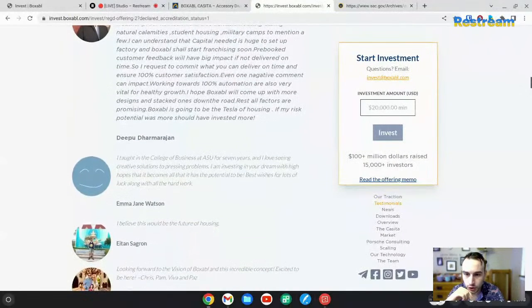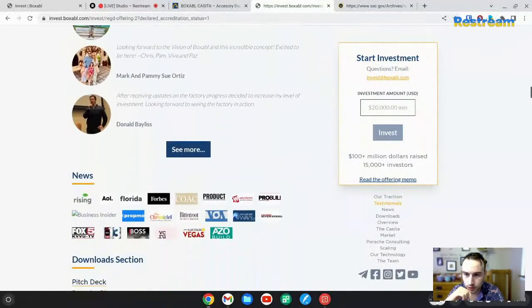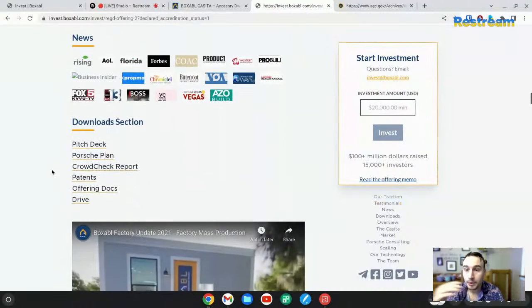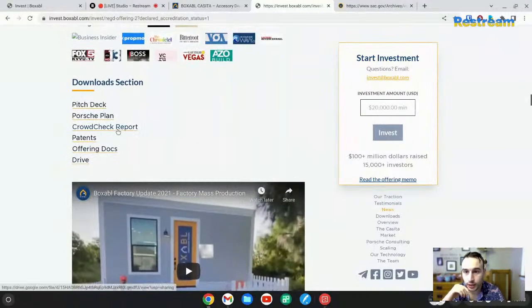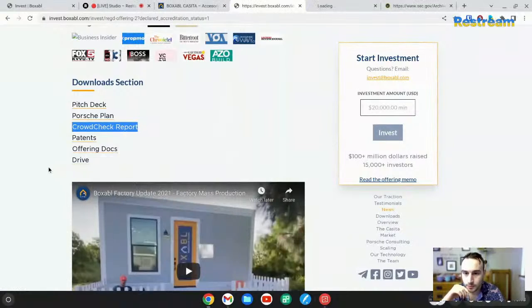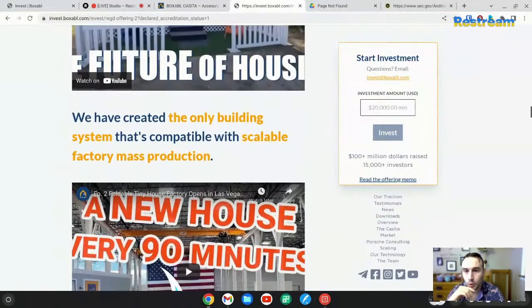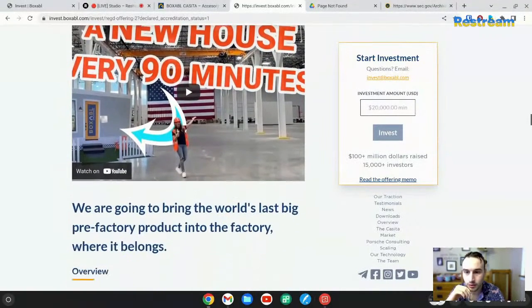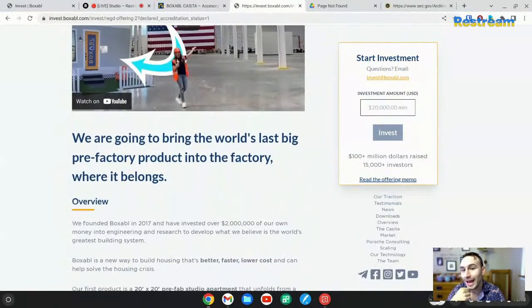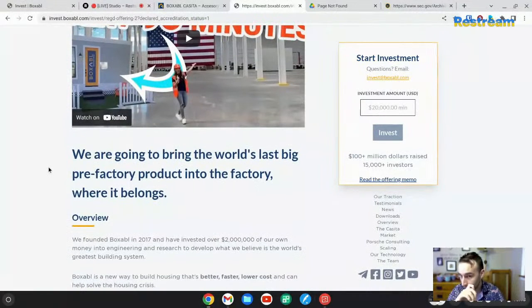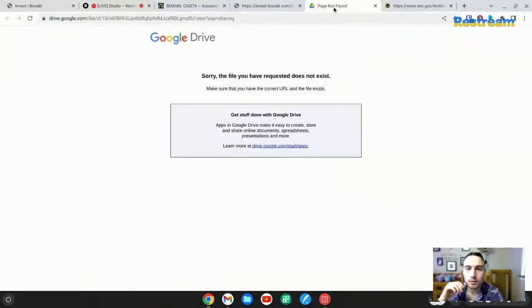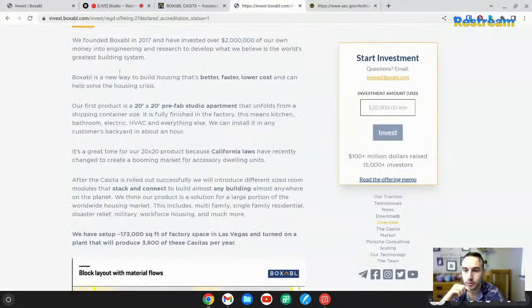Then we have some messages from investors. Different news pieces. Pitch deck, Porsche plan, crowd check report. Let's see what that is. We have created the only building system that's compatible with scalable factory mass production. We're going to bring the world's last big pre-factory product into the factory where it belongs. Page not found. That's not good. Keep your offering page up to date. You're doing something very serious here.